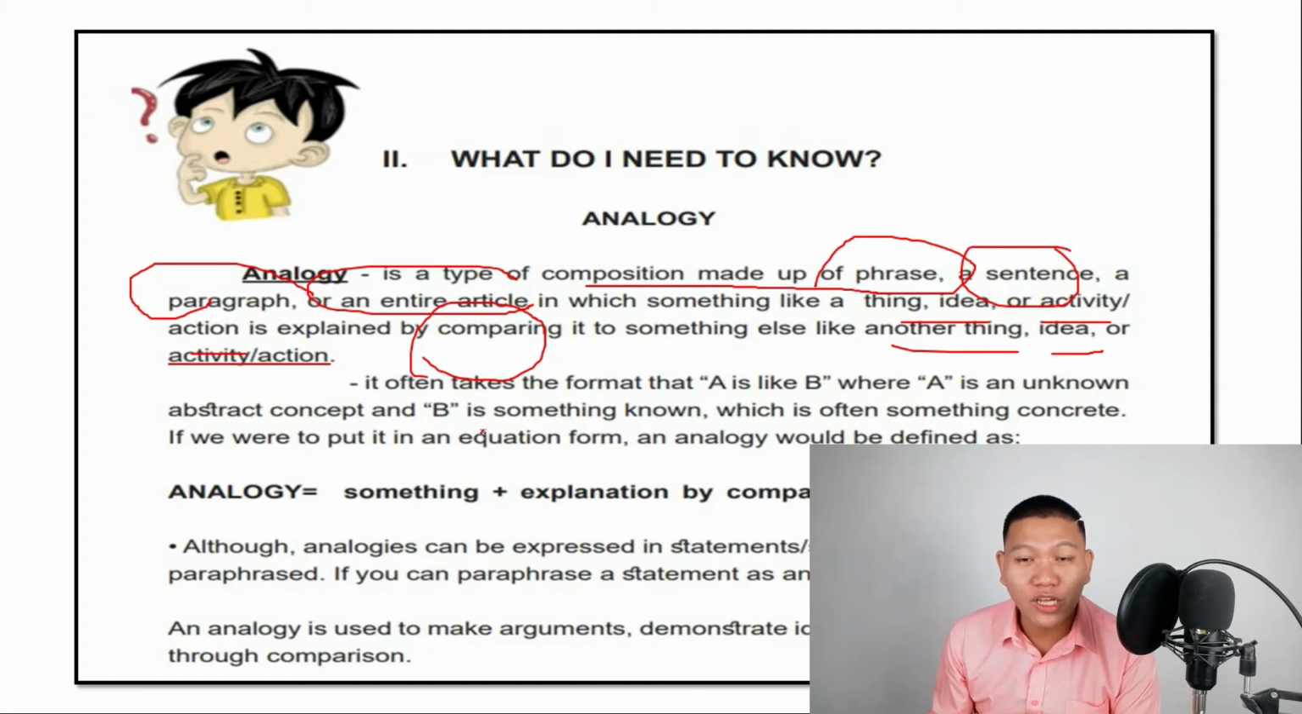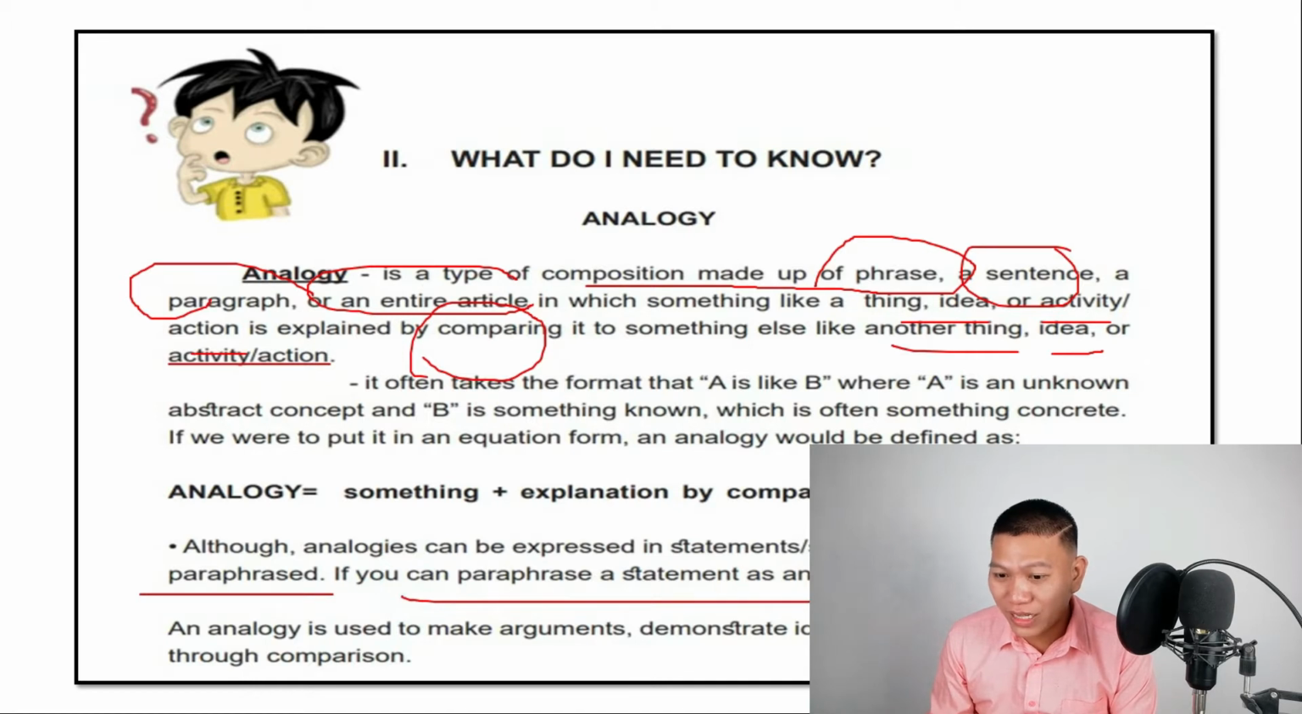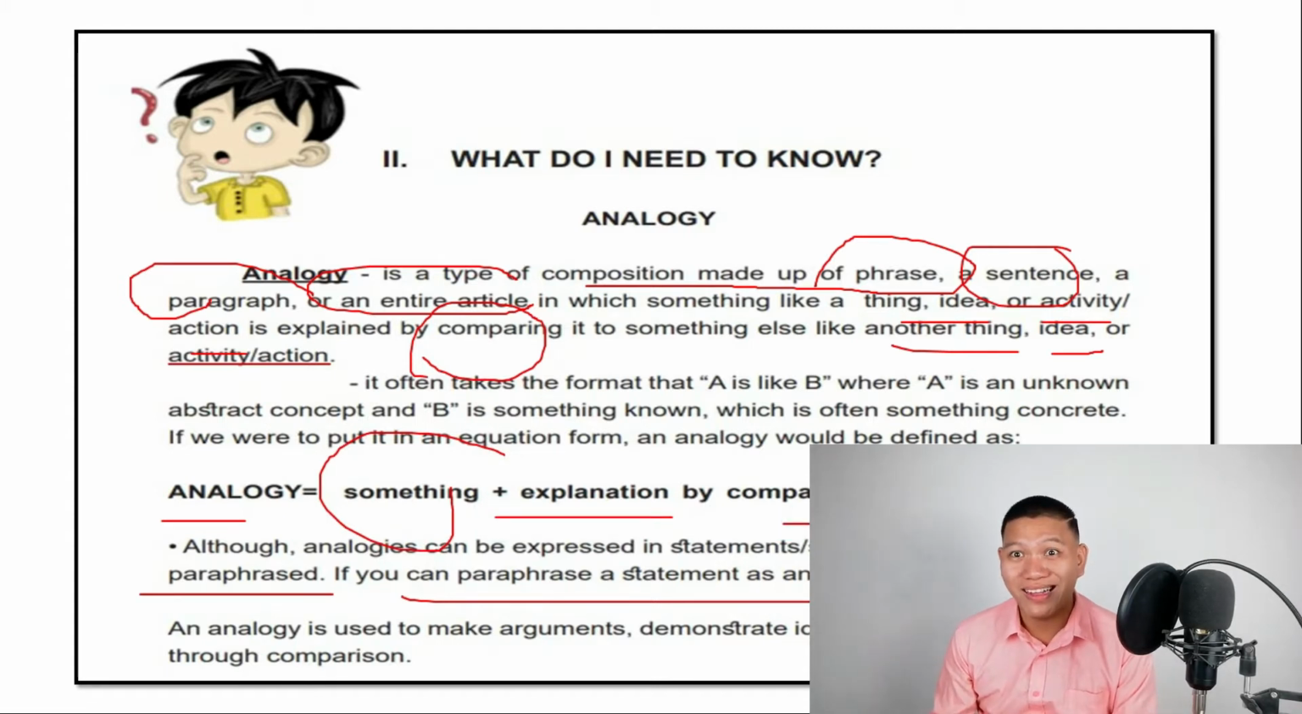If we were to put it in an equation form, an analogy would be defined as, although analogies can be expressed in statements or sentences, they can always be paraphrased. If you can paraphrase a statement as an equation, it is an analogy. Okay, there was an error. So it is an analogy. So this is the formula. Analogy is equal to something plus explanation by comparison to something else.